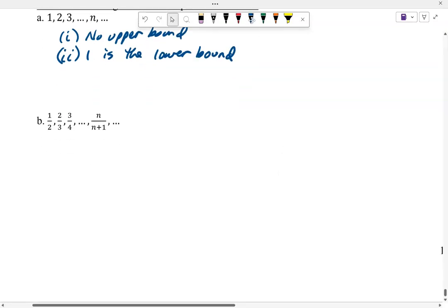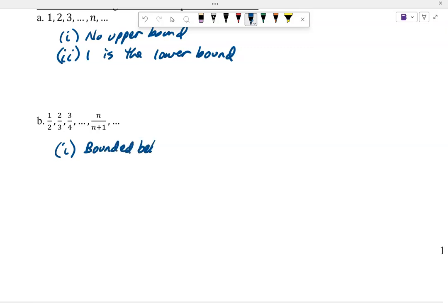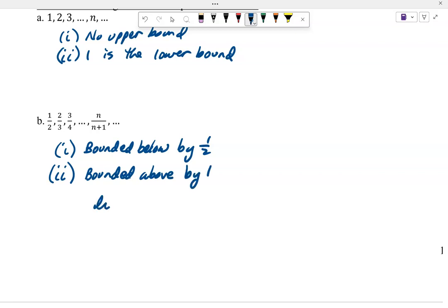This next one. 1/2, 2/3, so 0.5, 0.6 repeated, 0.75, dot, dot, dot. See how it increases? So this is bounded below by 1/2. That's the lowest term. In other words, the greatest lower bound. What is it bounded above by? Let's look at that. We have the explicit formula, n over n plus 1.